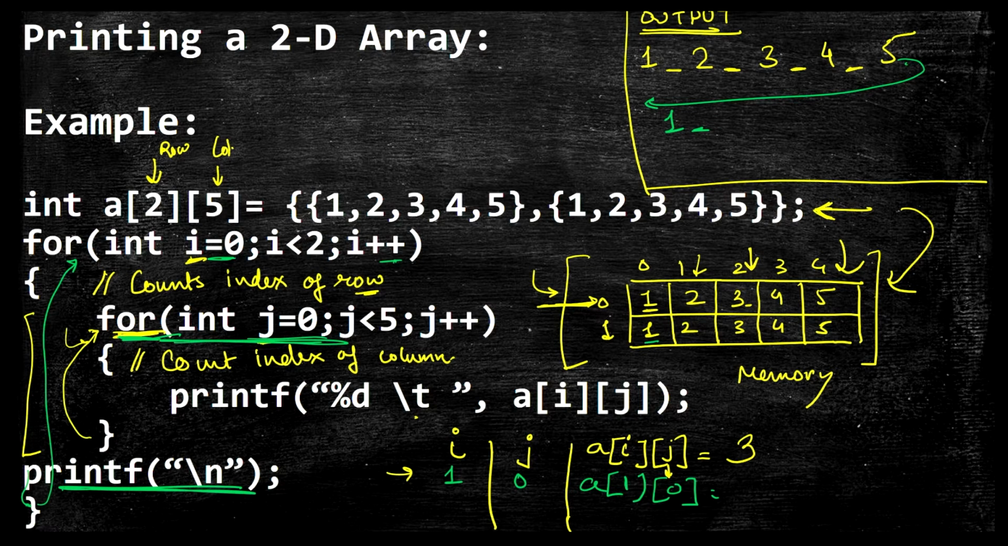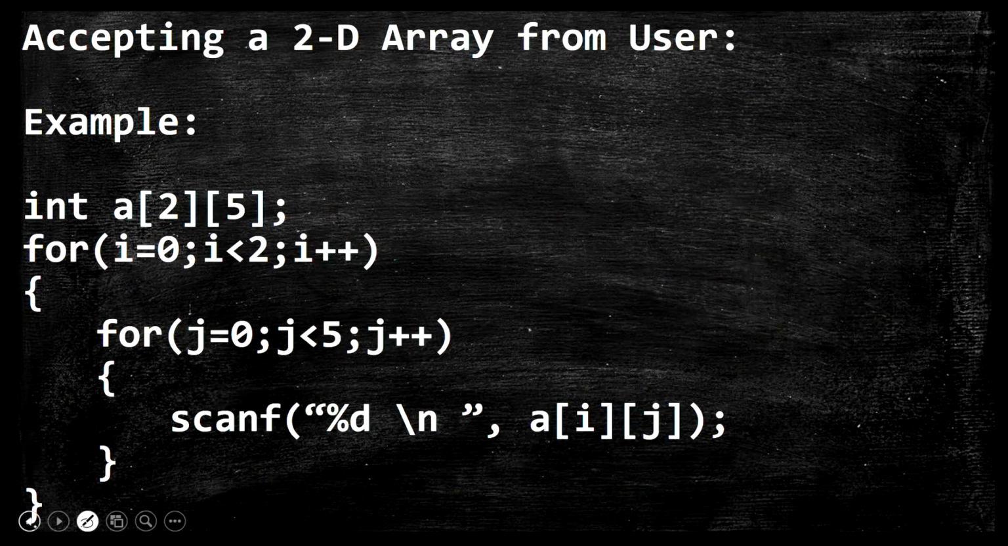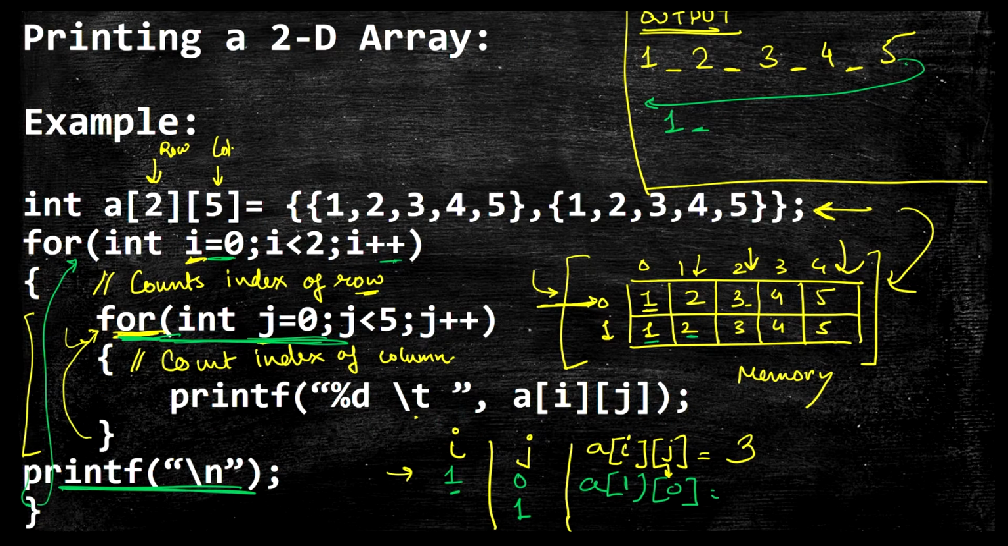After that, j also increments by 1. So 1st row and 1st column, what do we have? We have 2. I'm sorry, we have 2 over here. So let's print 2. After that, j becomes 2 when we increment it by 1. So 1st row, 2nd column. What is there? That is 3. So let's print 3. And like this, 4 and 5 are printed. So we use 2 loops to print the entire 2D array.